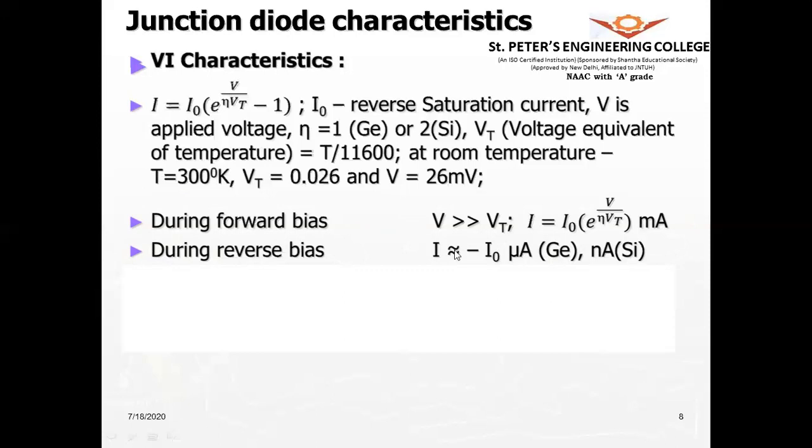During the reverse bias, the current will be approximately equal to I naught. So this term will be eliminated, because it will be in terms of microamperes.